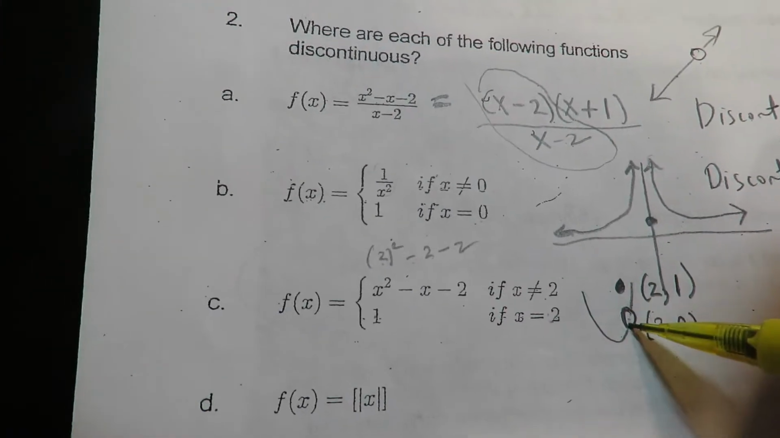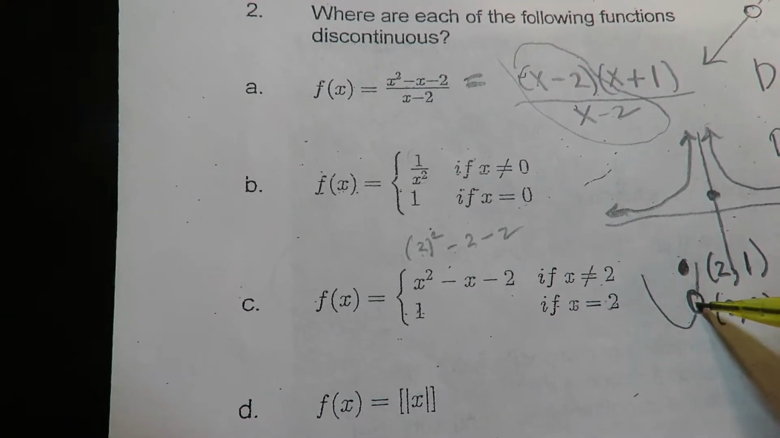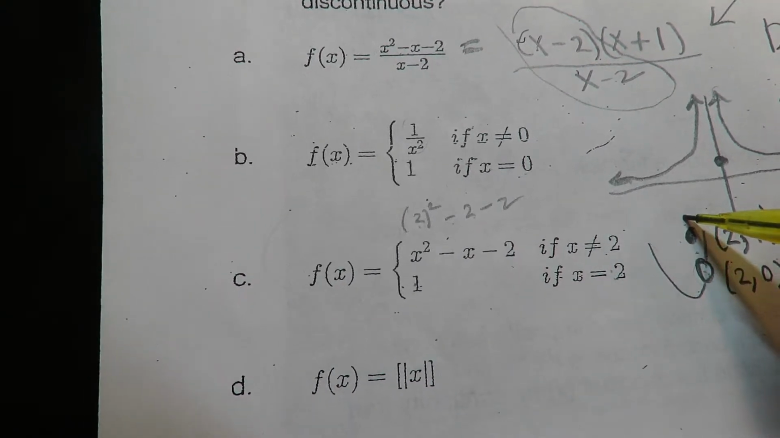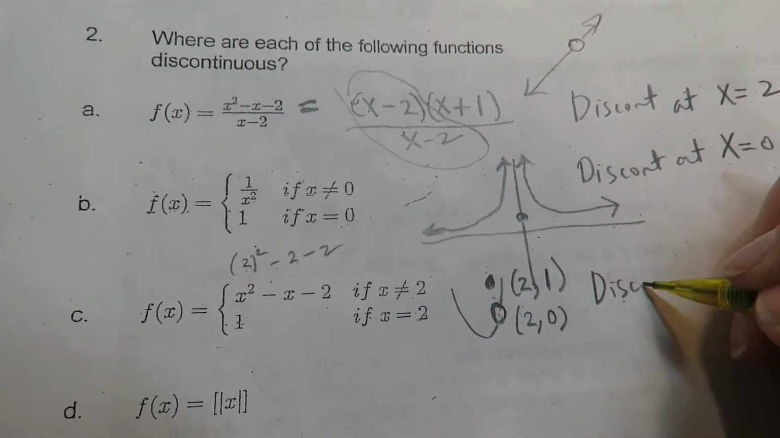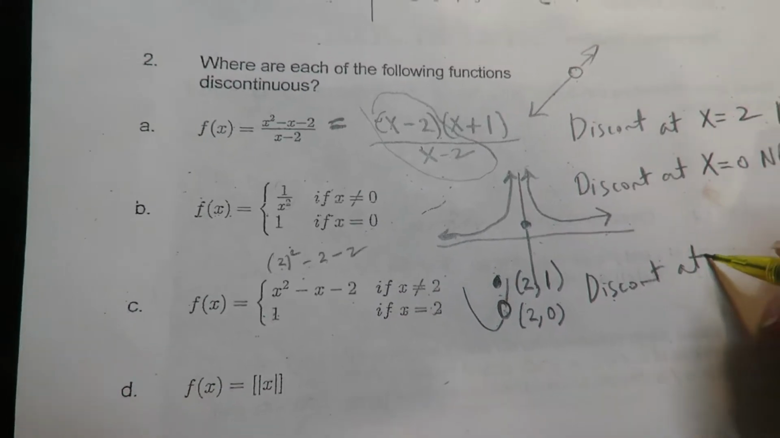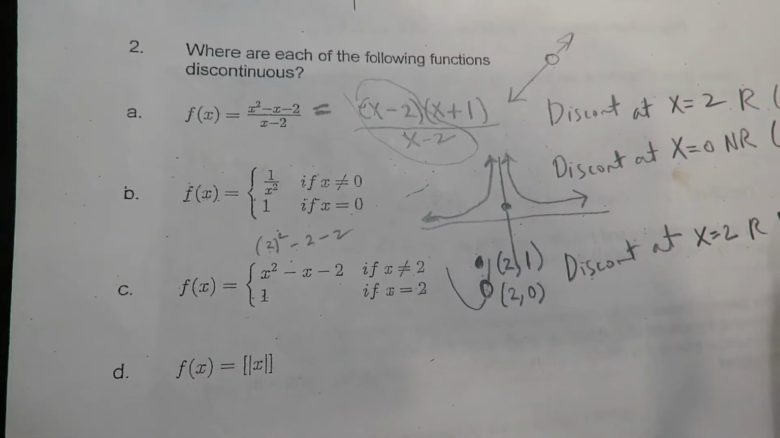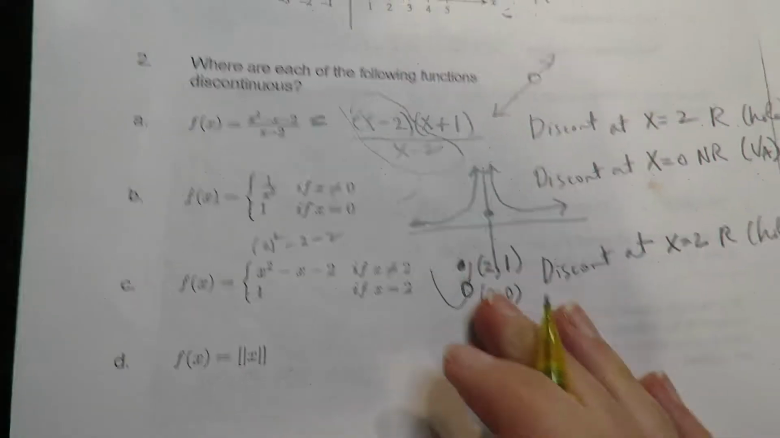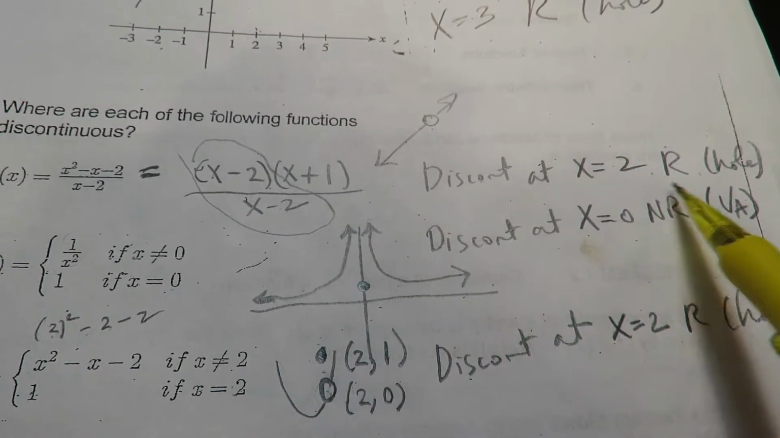It's going to sit above the hole and it's not going to plug it. If they plugged the hole, then it would have made it continuous, but they didn't plug the hole. They put a point above it. So we would say here for this one that we have a discontinuity at x equals 2, and it's removable because it's a hole. It's really important, and I think when I grade these, that you tell me where the hole is.